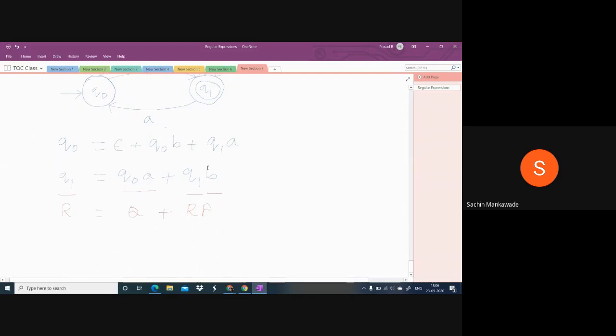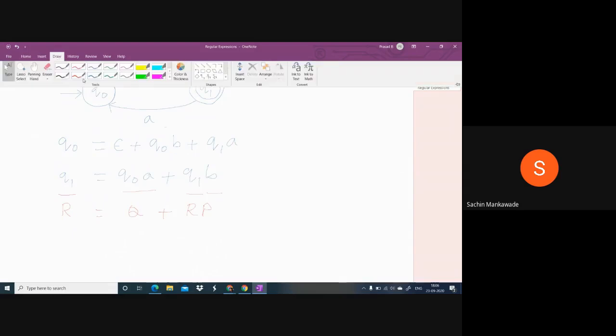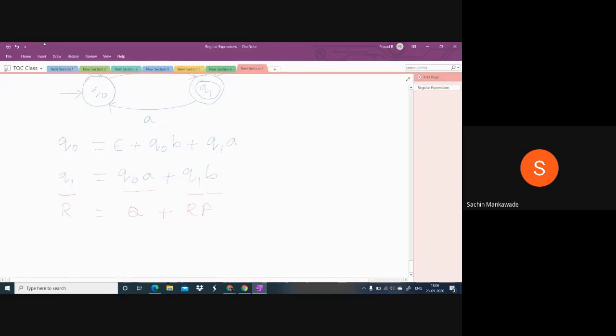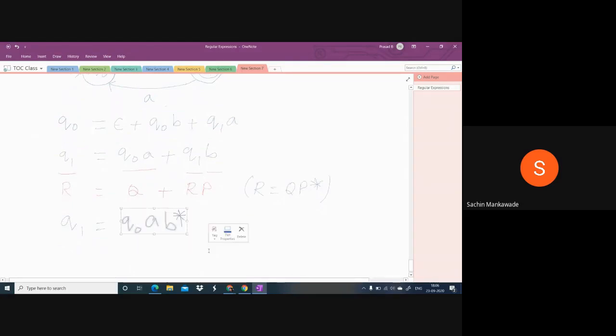Now, what is R here? Here, in our place we have Q naught. In our place we have Q1. So R equal to Q followed by P star. R is Q1, Q is Q naught A, and in P place we have B. So Q naught A followed by B star. This is the solution for Q1. But still Q1 is having Q naught. We didn't get the complete solution for Q1.